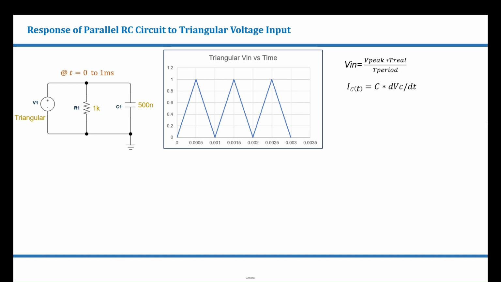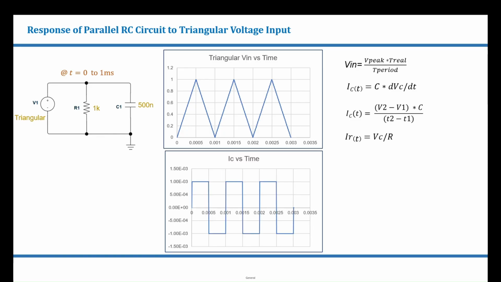Now the current flowing through the capacitor can be calculated using the equation IC of t is equal to C into dVc by dt. Current flowing through the resistor will look similar to input voltage because IR is equal to V in or VR by R. During the rising slope, it will have a constant positive slope. Then IC will stay at 1 milliampere. During the falling slope, it will have a constant negative slope and hence IC drops down to minus 1 milliamp and stays there until the next rising slope.